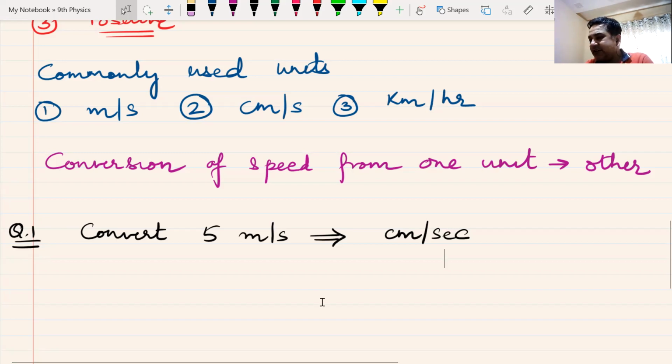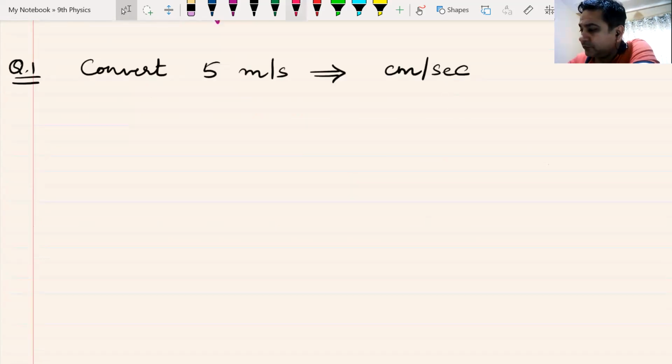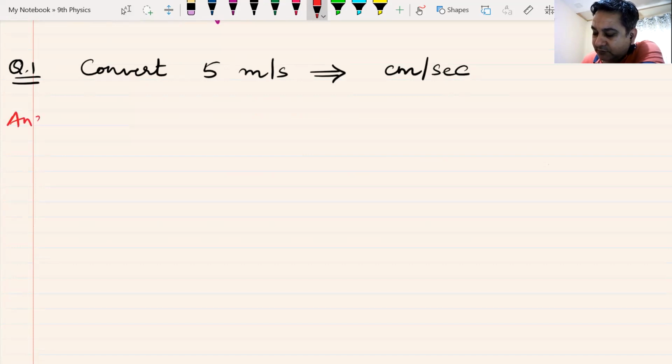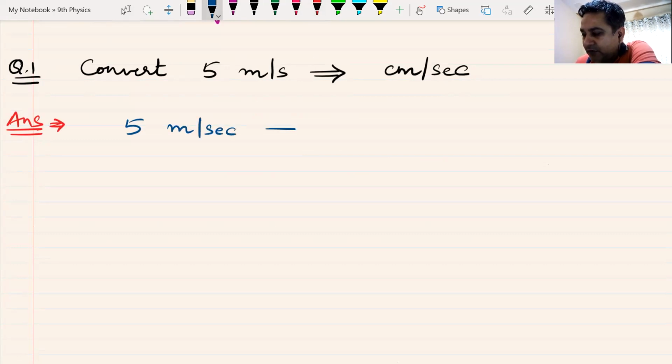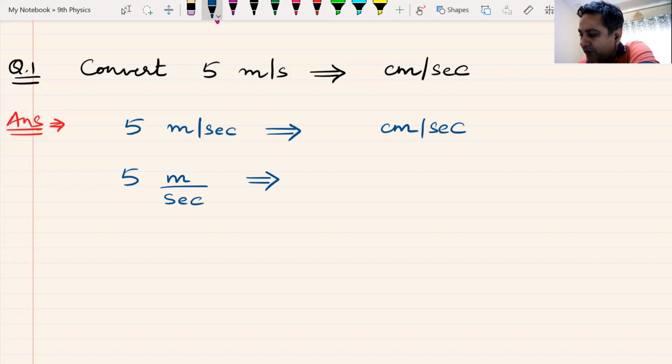Vedansh, Ayush, any idea what she was talking about? Okay, so 5 meter per second I have on this side, and I have to convert it into centimeter per second. It's very simple. Just write it like this: 5 meter per second means it is divided by second. I convert it into centimeter divided by second.